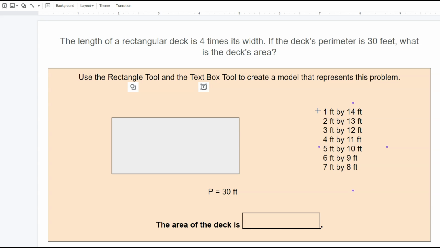For example, 1 foot by 14 feet can't possibly be the answer, because 1 times 4 does not give me 14. I'm going to continue going through this list until I find one that does relate with 4 times its width, and then I will label the rectangle with that dimension, and that will help me come up with the area of the deck.